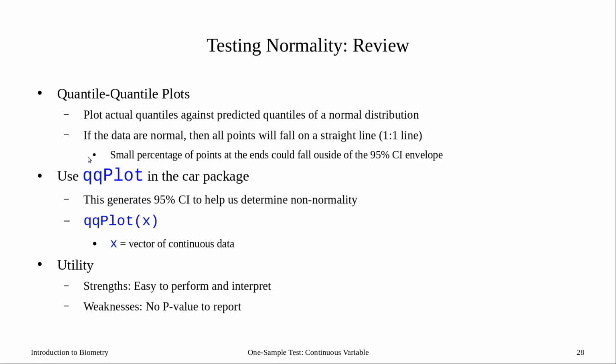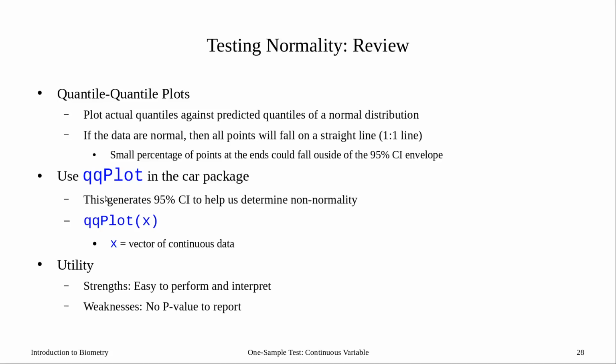A better option, and actually the option that I recommend, is to do the quantile plots. Remember, this plots the actual quantiles versus the quantiles predicted if we follow a normal distribution. If we're normal, all of our points will fall on a straight, one-to-one line. If we're non-normal, then they won't fall on the line. It's difficult when we have small sample sizes, but that's why we're going to use the qqPlot function that's in the car package. We use this because it adds a 95% confidence envelope to the graph. If our points fall outside of that envelope, and it's a large number of points, then we can conclude that the data are non-normal.